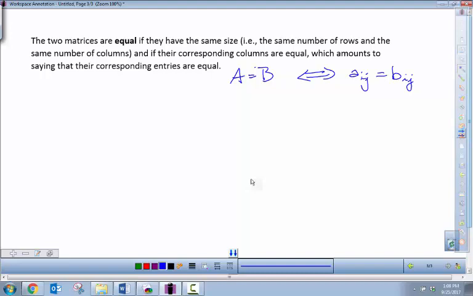All right, so 2 matrices are equal if all their elements are equal. They also have to be the same size. Of course, if you have a 2 by 3 matrix and a 3 by 2 matrix, those are not going to be equal to each other, regardless of how they might look. So they have to be the same.